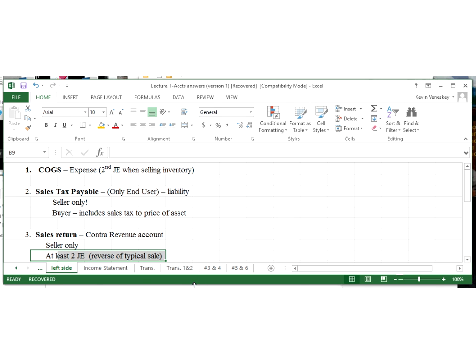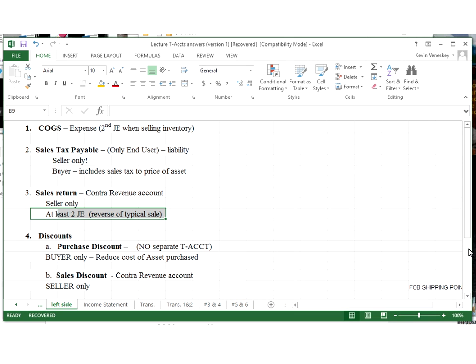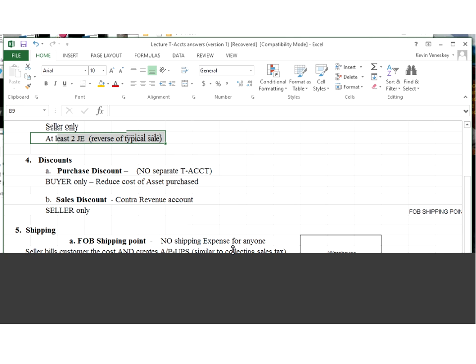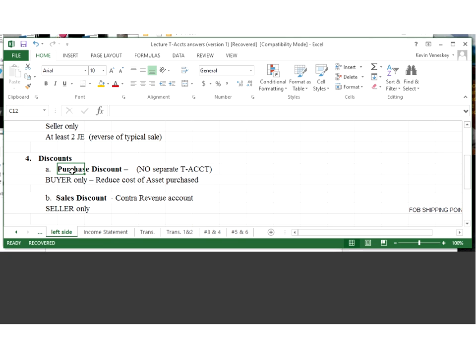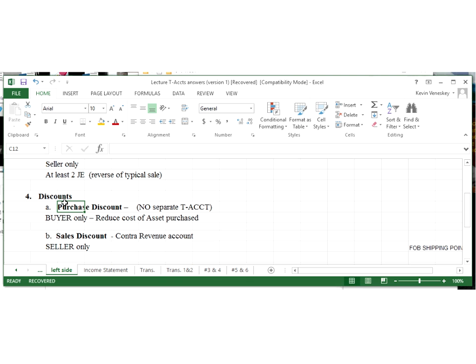Now, to summarize what we just did with discounts, that takes us to step 4A and 4B. When you're the buyer, we look at it as a purchase discount, but there is no T account called purchase discount. All we do as the buyer, if we do get a discount, is reduce the cost of the asset that we purchased. And if we're the seller, we create a new T account called sales discount, which is a contra revenue account. And that is for the seller only.